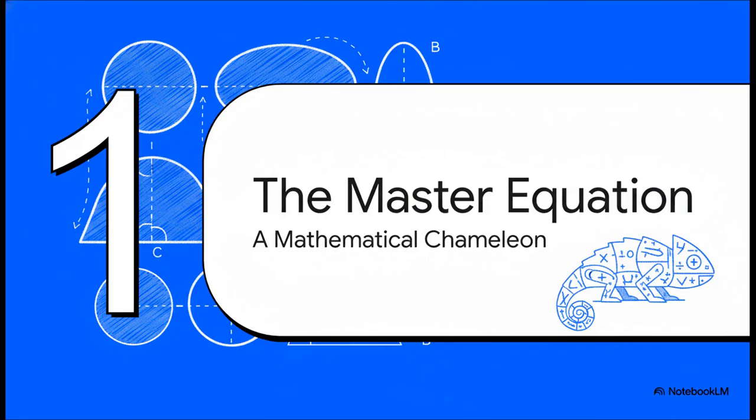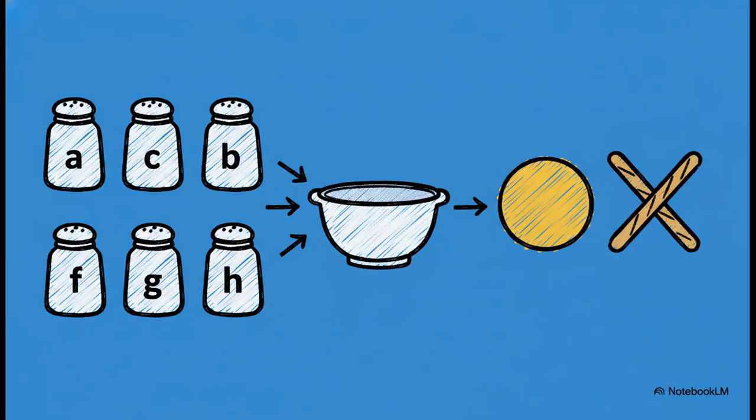This right here is our main character. I like to call it the master equation. Think of it like a mathematical chameleon, because it's capable of changing its form completely based on just a few simple rules. So how does it pull off this shape-shifting act? The secret, it turns out, lies in these 6 coefficients: A, B, C, F, G, and H. The best way to think about them is like ingredients in a recipe. Depending on the amounts you put in, you might bake a perfectly circular cake, or you might end up with something totally different like 2 crossed breadsticks. It's all in that recipe.